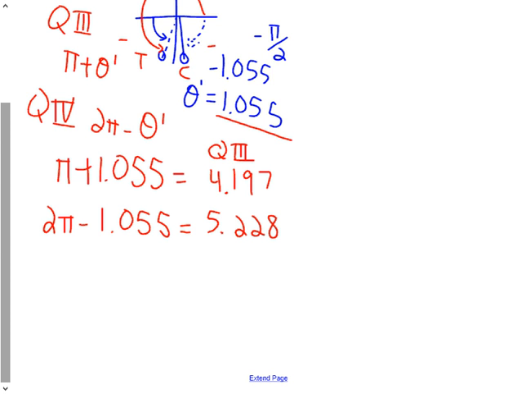And those are my 2 answers for sine of an angle equals negative 0.87. And that wraps up today's lesson. Let me know if you have any questions.